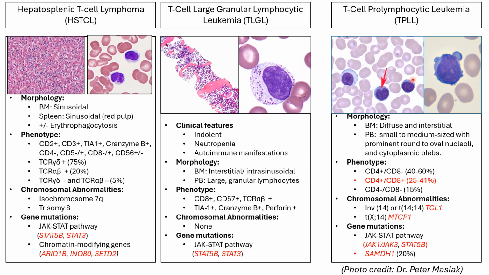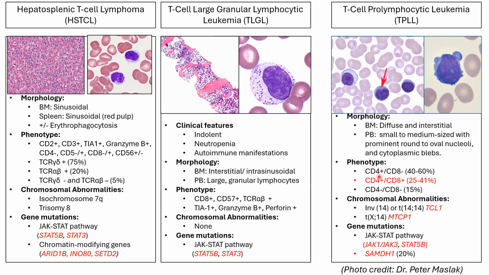TPLL is another differential for our entity. Morphologically, these neoplastic cells can show a diffuse and interstitial architecture. Peripheral blood can show a very unique pattern. These cells are small to medium in size with prominent nucleoli, and they also have cytoplasmic blebbing. So when you see this blebbing, just think of TPLL as one of the top differentials.